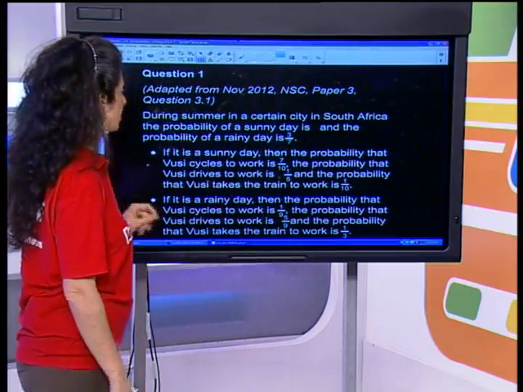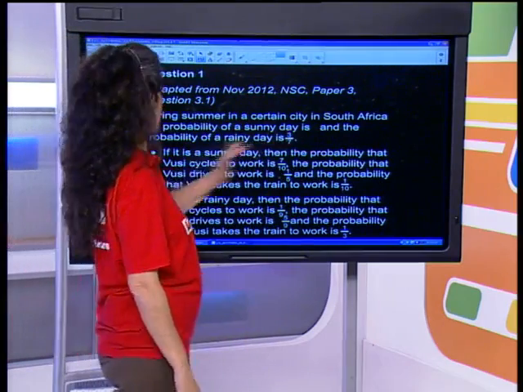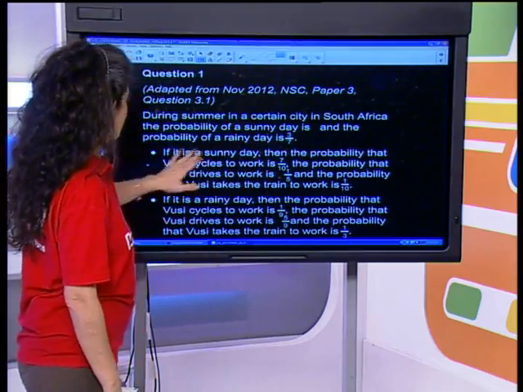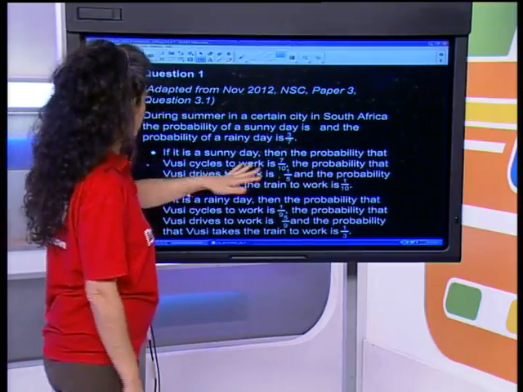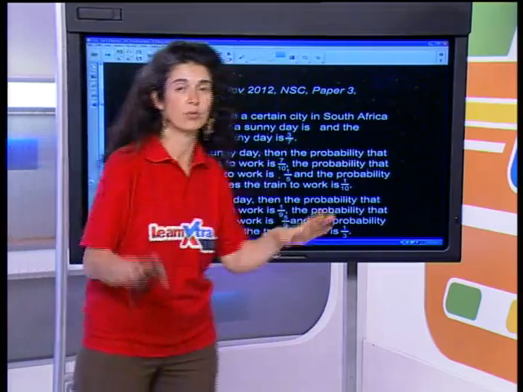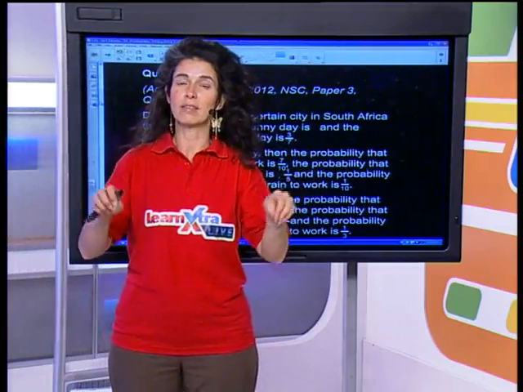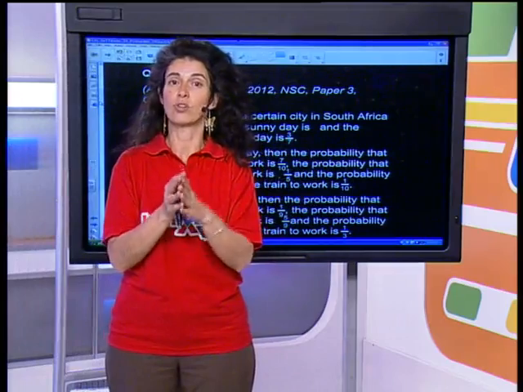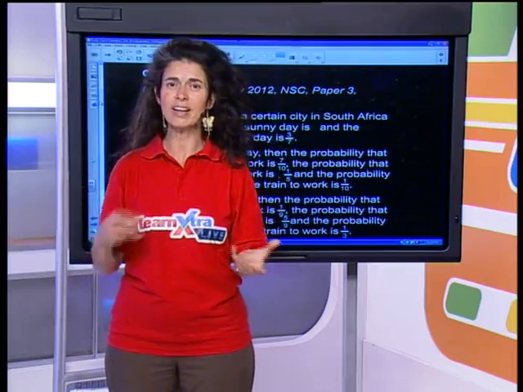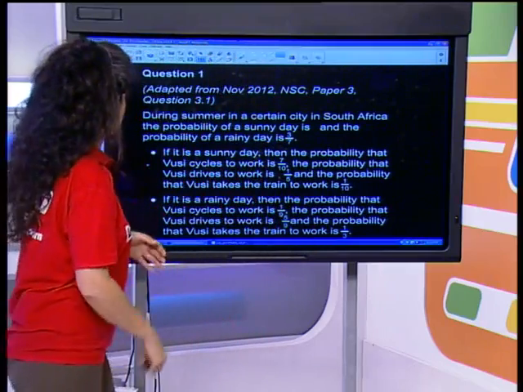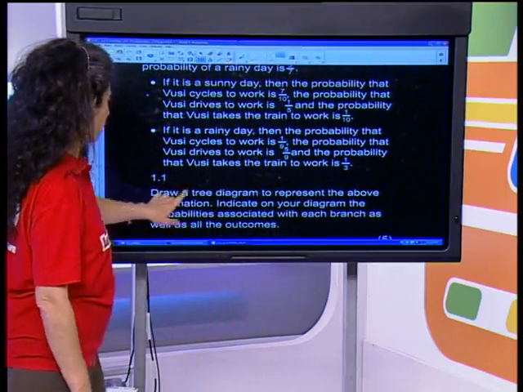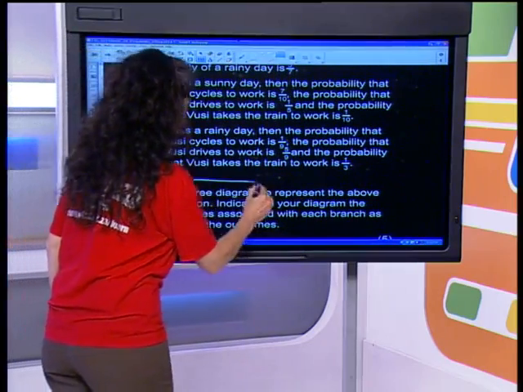During summer in a certain city in South Africa, the probability of a sunny day and the probability of a rainy day is 3/7. If it is a sunny day, then the probability that Vusi cycles to work, the probability that Vusi drives to work, and the probability that Vusi takes the train. Okay, so we can stop there. We know we're talking about a city, and we're talking about whether it's rainy or not raining. So a rainy day or a dry day. And so it gives us all that information, and then it says, draw a tree diagram.